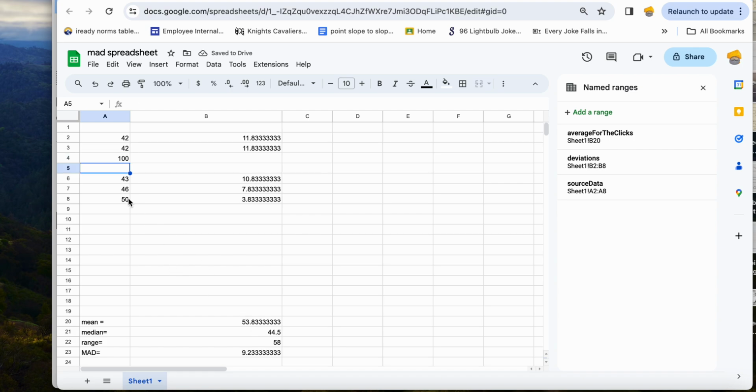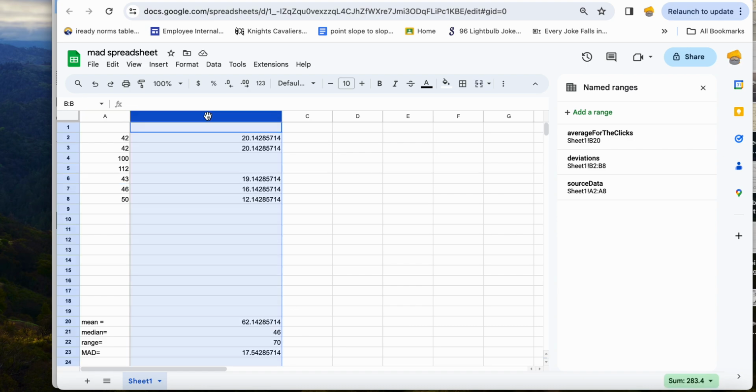Okay, so this is my advice to you. If you have a named range, insert in the middle. Okay, so now let's say we had 2 guys, right? So we had a really good clicker. We did 100, 112. Now you might say, hey, what happened to my numbers?